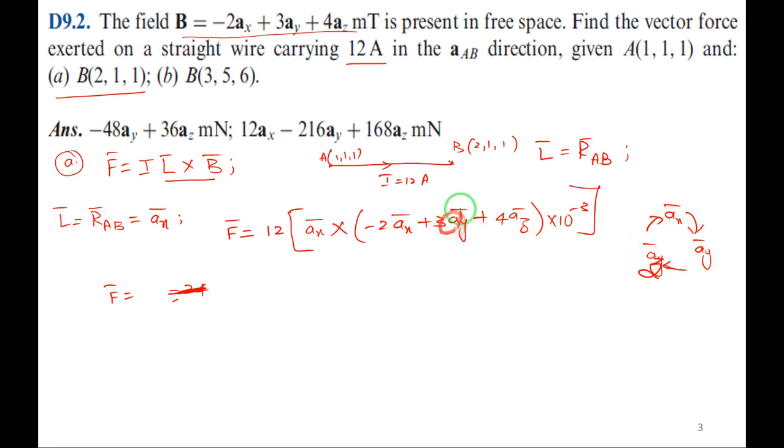So I will get AZ from the second term: 12 times 3 is 36, so 36 AZ. Then next, AX cross AZ. Coming in the reverse direction, it is minus AY. Multiplying, 12 times 4 is 48, and with the minus sign, I take minus 48. So AX cross AZ gives minus AY, and the whole result is multiplied by 10 power minus 3.